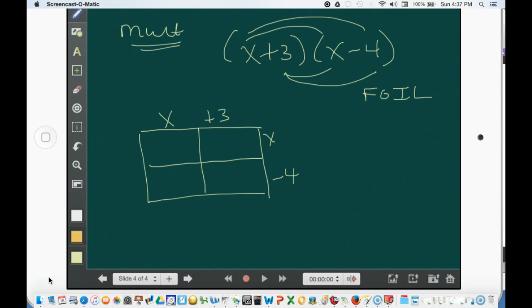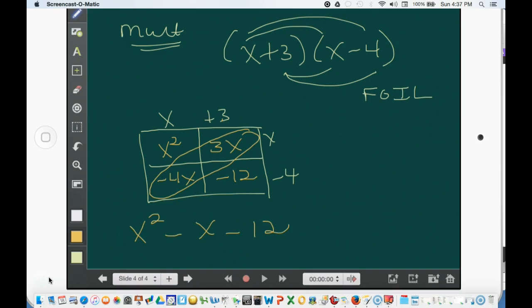So for example, x times x will go in this box, will be x squared. 3 times x will go here, 3x. X times negative 4 will be negative 4x. And then 3 times negative 4 is negative 12. If you look at the box, you see there's only 1x squared, but negative 4x and 3x combine to give you negative x, and we're left with a negative 12. Let's do another box example.